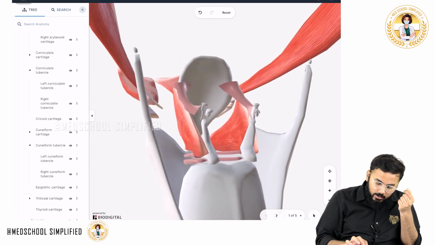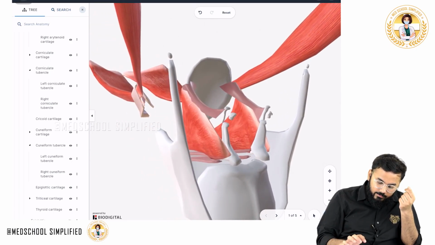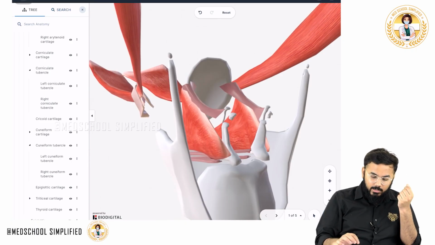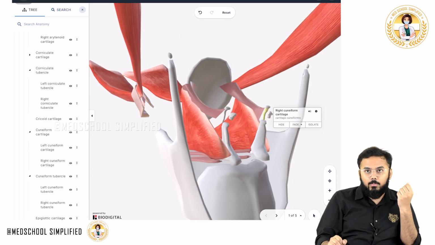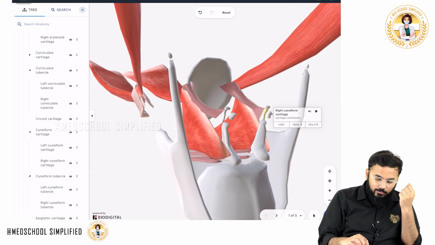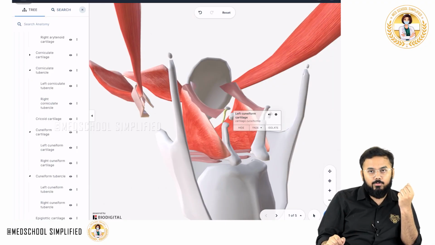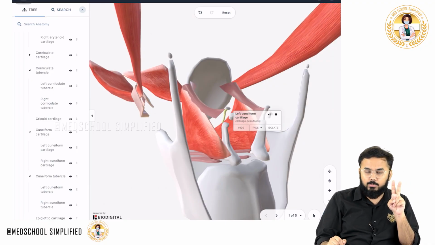When I remove the epiglottis, from the side view, can you see three cartilages over here? See, this is one cartilage. Yes or no? What is this cartilage's name? Cuneiform cartilage. How many are there? Right cuneiform, and here we have the left cuneiform. Two cuneiforms are there. It means it is paired.